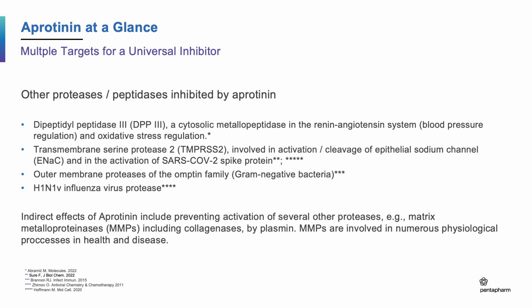Dipeptidyl peptidase 3 is a cytosolic metallopeptidase in the renin-angiotensin system that is involved with blood pressure regulation and oxidative stress regulation. Transmembrane serine protease 2 is involved in the activation and cleavage of the epithelial sodium channel and in the activation of the SARS-CoV-2 spike protein. Indirectly, aprotinin can prevent activation of other proteases, such as matrix metalloproteinases, or MMPs, by plasmin. This is important to note because MMPs, including collagenases, are involved in several physiological processes that impact human health and disease.